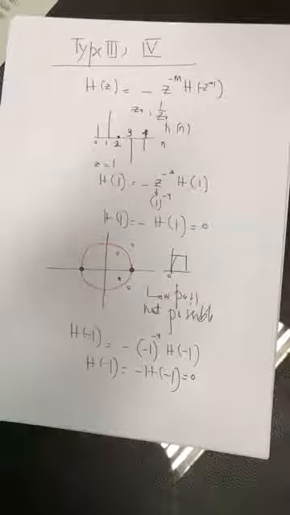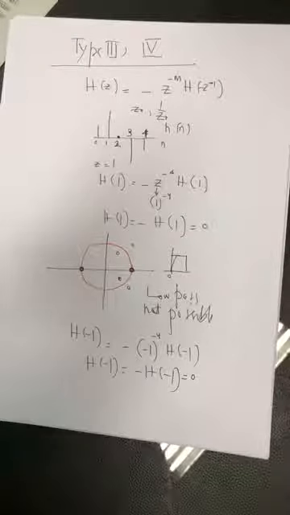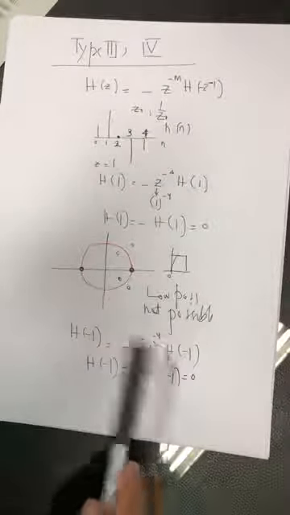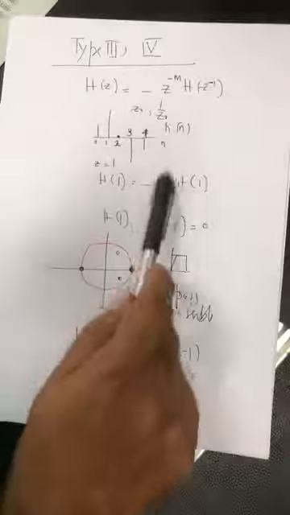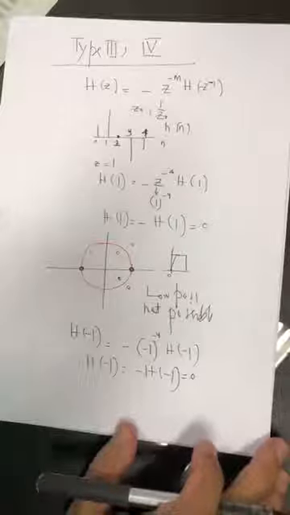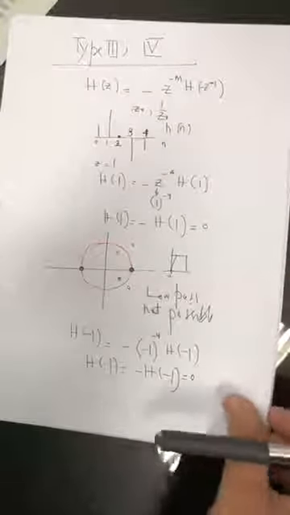Okay, so I'll leave the fourth one to you, where it is odd. Obviously this will not be a problem. Once it is odd, it will make this consistent, but this will be a problem. So for a type 4 filter, you cannot have a low pass filter.